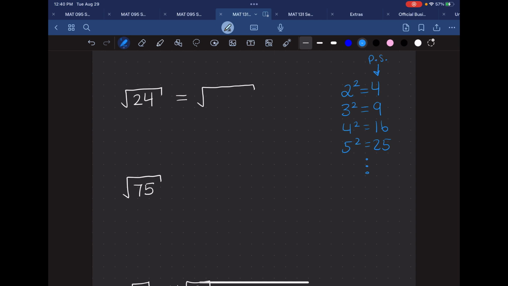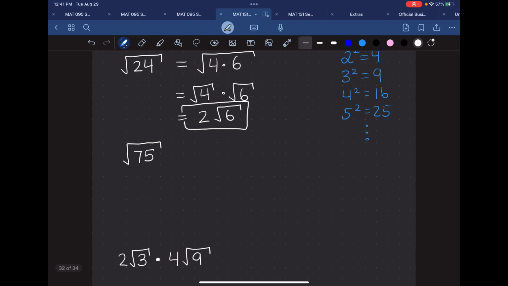So looking at these, are any of them factors of 24? And hopefully your answer is yes, because 24 is equal to 4 times 6. Well, I can write this as square root of 4 times square root of 6. And the square root of 4 is just a 2. And so this would be my simplified version of the radical, 2 square root 6.